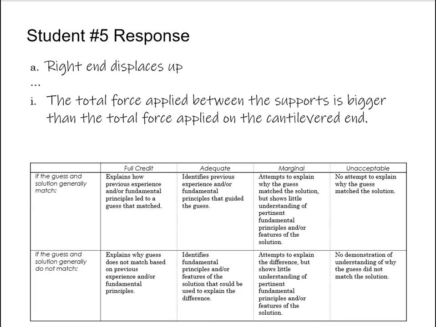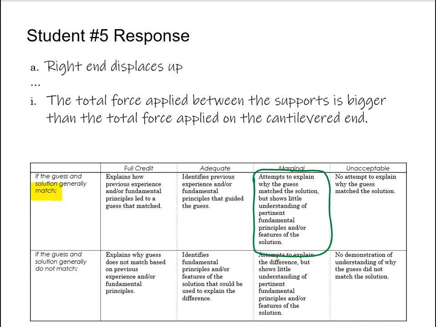Now let's take a look at the reflection of a student who predicted that the right end would displace up, so the solution matches. The student's reflection is that the total force applied between the supports is bigger than the total force applied on the cantilevered end. This is absolutely true, but the student has not explained why a bigger force on the left side will cause the right end to displace up. Also, a bigger force between the supports does not ensure that the right end will displace up. If the roller had been just a few inches more to the left, the right end would have moved down. So, this response earns a marginal rating.